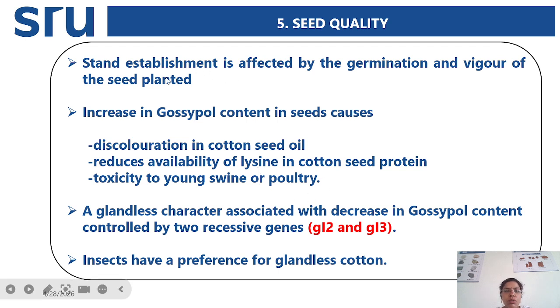So because of this more gossypol content, it will lead to three different types of problems, that is discoloration of cotton seed oil, a reduction of lysine in cotton seed protein, and toxicity to the poultry because the seed meal is fed to the poultry. More gossypol content means it will cause damage to the cotton seed. And generally this gossypol content is controlled by two recessive genes, that is GI2 and GI3. Generally insects have a preference for this glandless cotton.